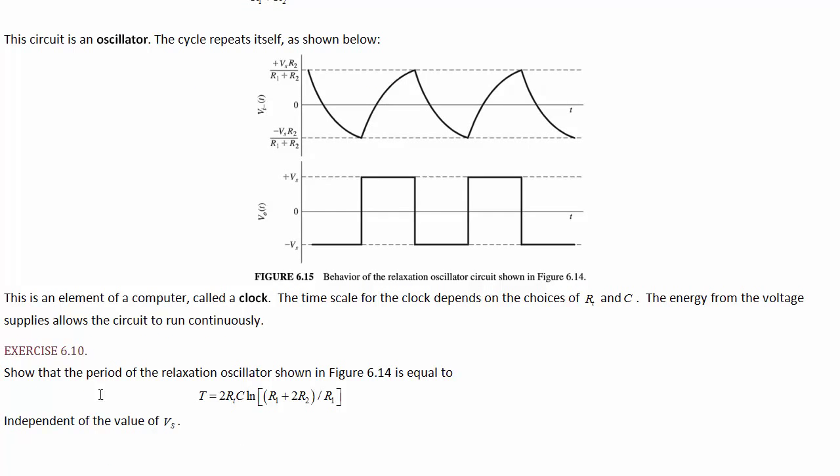Okay. First thing, show that the period of the relaxation oscillator, that is, the time from one peak to the next peak, is equal to this, 2 RTC ln of this ratio, independent of the value of Vs.